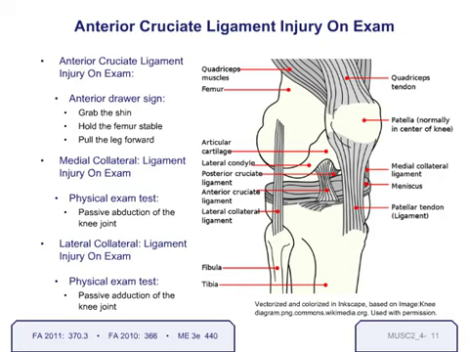Likewise, if you try to passively abduct or adduct the leg at the knee joint, if you have a lot of passive abduction, so very, very easily abducted, you want to be concerned about a torn medial collateral ligament. And likewise, if you have a lot of passive adduction, you want to be concerned about an LCL, or lateral collateral ligament tear.